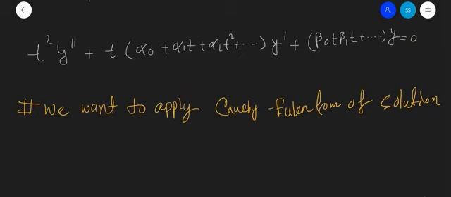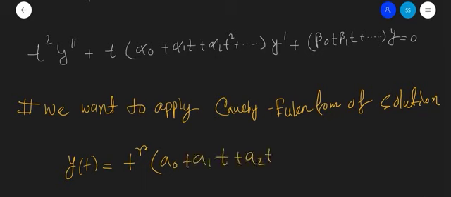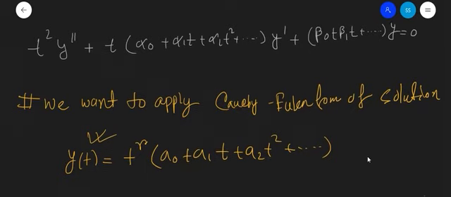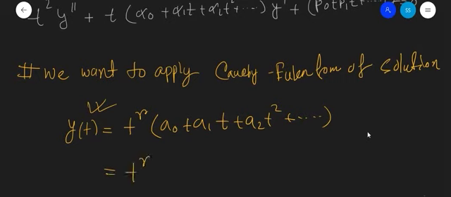And a Cauchy-Euler form of series solution will look like this. Y of t will be t to the power r, where r is some number, and there is a power series like a0, a1t, a2t squared, and so on. So this whole thing, that means the solution that we are taking as a trial solution, can be written like this: t to the power r sum over n equals 0 to infinity a of n t to the power n, right?